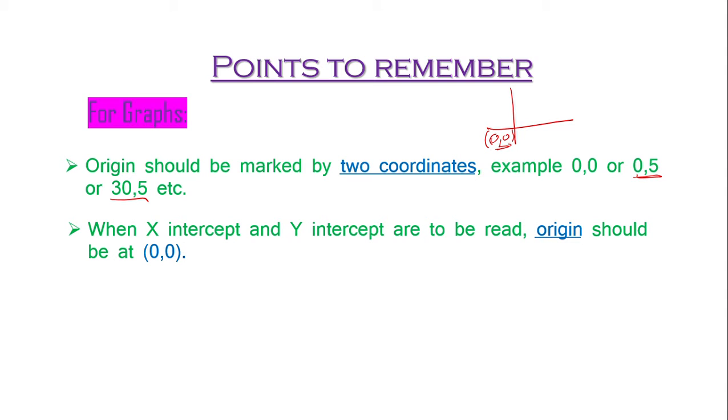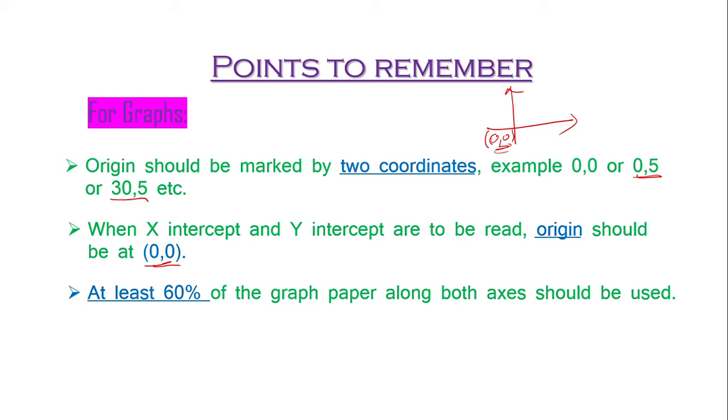Second thing: whenever you're finding any intercept, an x-intercept or y-intercept in your graph, the origin should be at 0, 0. That means you have to use the same scale. Whenever you're finding an intercept, your origin should be the same, which means you should use the same scale. So in your first experiment, all the graphs that are there for intercepts, we'll go through the graph if you have time, and we'll understand what this point is. But make sure that in your first experiment all the scales are the same, in order to find the intercept.